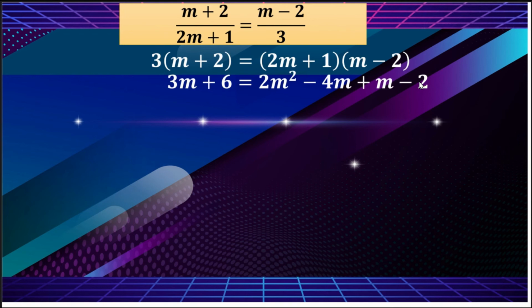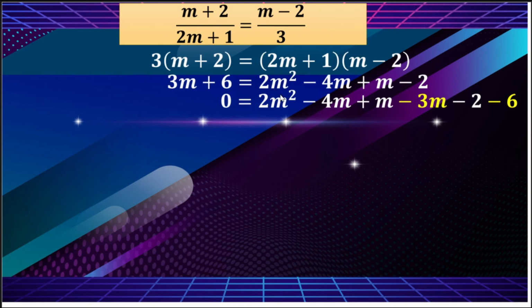Next, we are going to combine like terms. Again, like terms have the same variable. And these are the like terms. 2m squared has no pair. Negative 4m and m are like terms, as well as 3m, but 3m is on the left side. We're going to transpose it. That's why it becomes negative 3m. We have negative 2. The like term of negative 2 is the positive 6. Then we need to transpose it and it becomes negative 6.